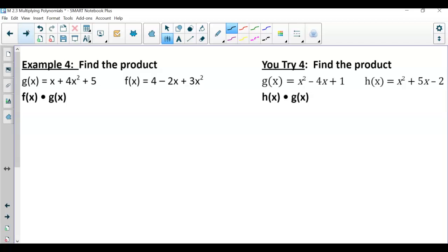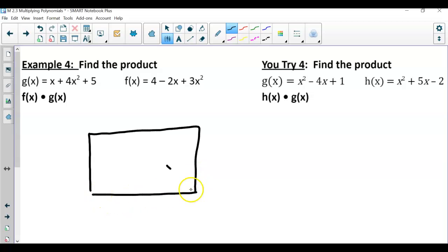So the last is, what if we had function notation? Just like before, see how we have the dot here? The dot represents multiplication. So we are multiplying f of x times g of x. Well, notice how they are both 3 terms. So that means here, when we set up our box, we now need a 3 by 3. So 3 and 3 here.